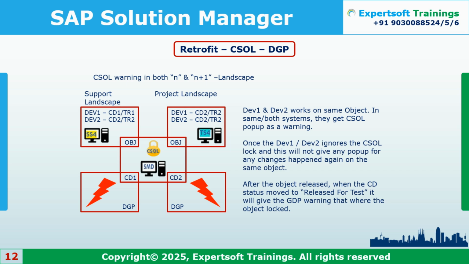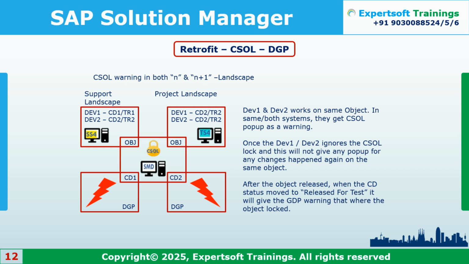So this DGP pop-up will come at the CD level, the change document level. The CSOL log we can see from the system level: from the system, we can see the CSOL log and CSOL warnings. From the change document in CHARM, CHARM meaning change request management, we can see the DGP logs on the change document. So this is about retrofit.